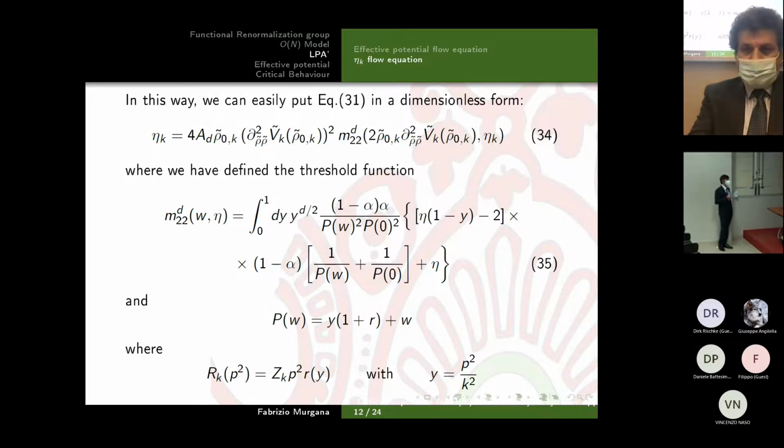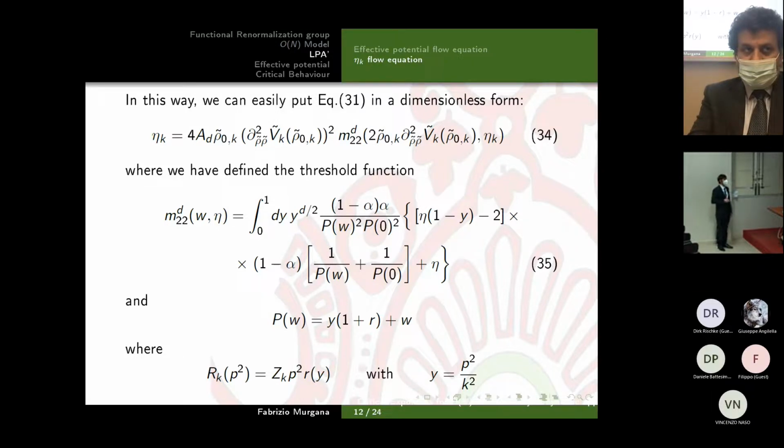And we have defined the threshold function M_4^{D}, which is just a term which contains some integrals involving the regulator, the dimensionless regulator, which is defined above, and the dimensionless variable y, which is just the ratio of the two scales involved. And this is the equation you use to derive eta_k.